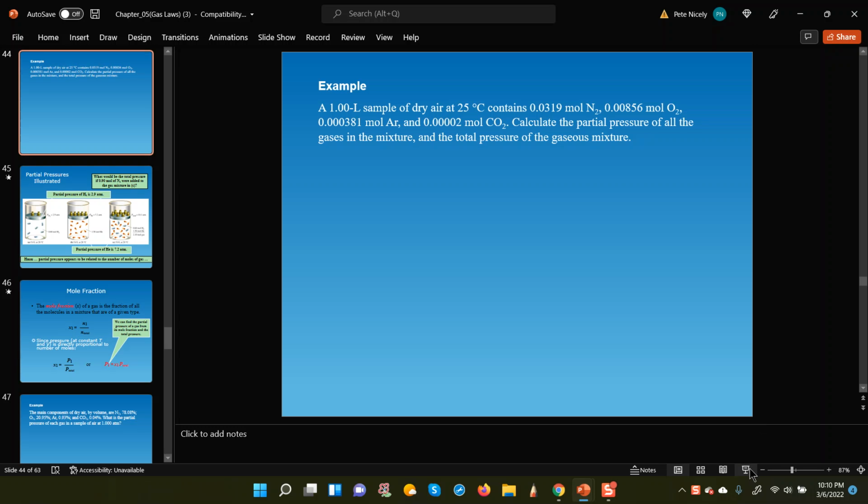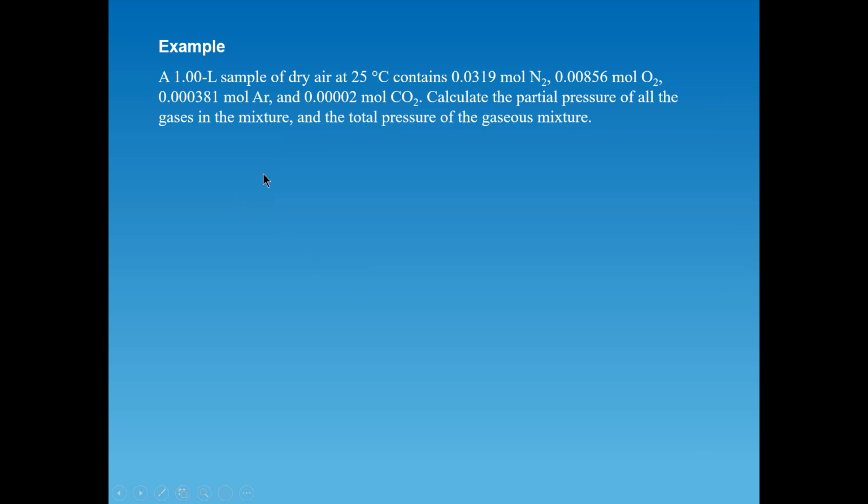So let's look at this example where we're going to apply Dalton's law. This question talks about a sample of dry air. It gives a volume, it gives a temperature, and it gives you the moles of each component of the gaseous mixture, which is dry air. And the question is asking you to calculate the partial pressure of all the gases in the mixture and then the total pressure of the gaseous mixture.